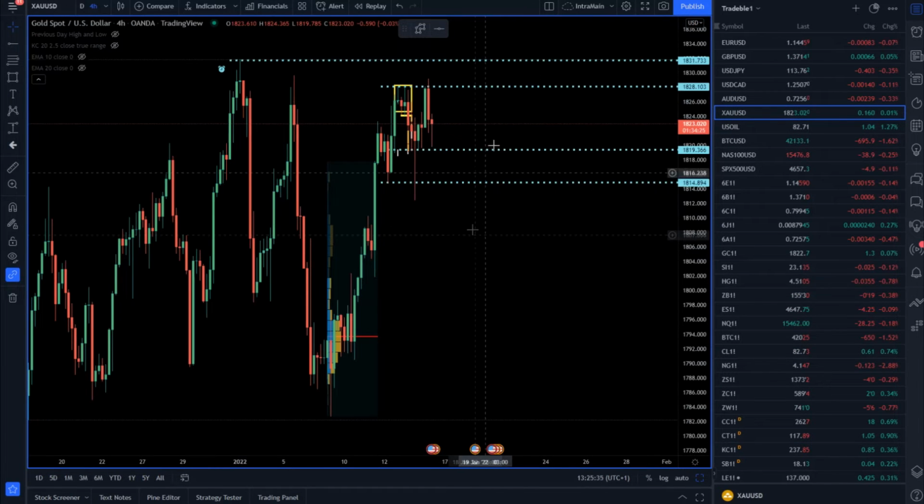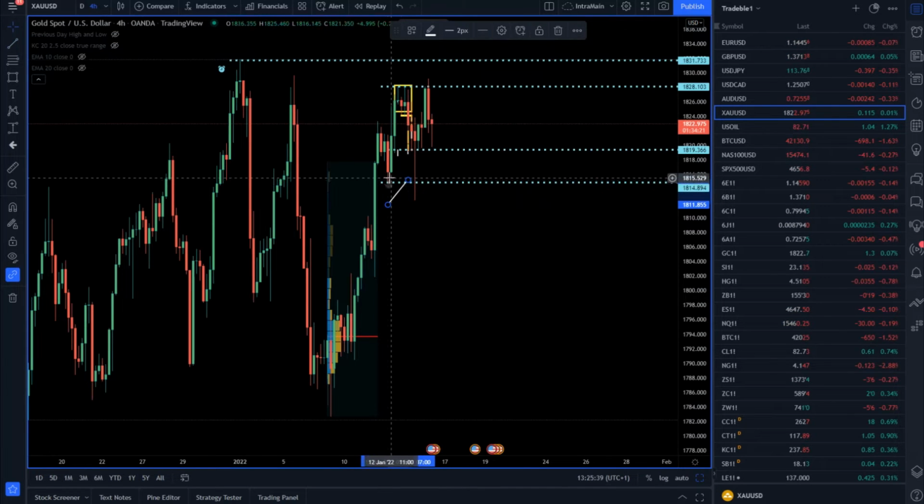Speaking of the gold market, gold is still in consolidation. There was a pin bar from yesterday. The market tried to attack this 1814, but it failed immediately and we got rejection. Then it tried to attack the resistance at 1828, failed there, and now it's back around the mean around 1822.